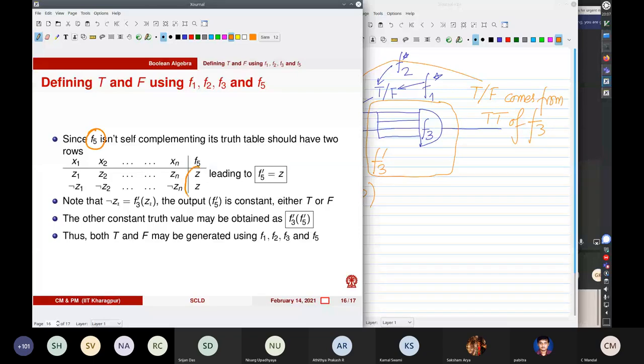This is a constant value, right? It's a constant value, which is either true or false. All right, it's a constant value. So you have got either true or false. So how do you know whether it is true or false? Of course, you have to look at your truth table. You got to look at the truth table of F5, and similarly the inputs.